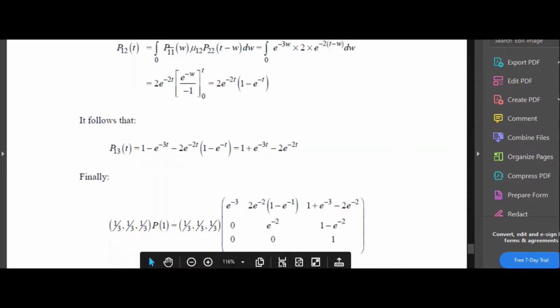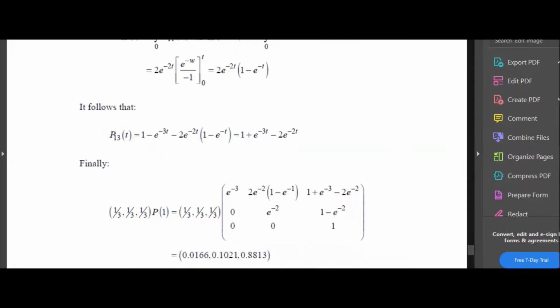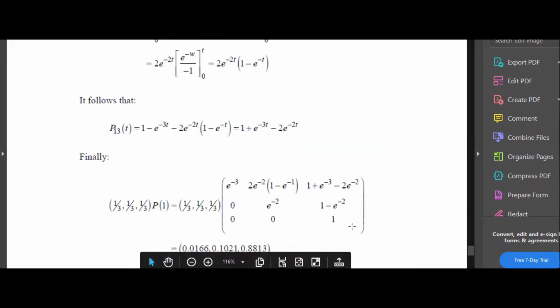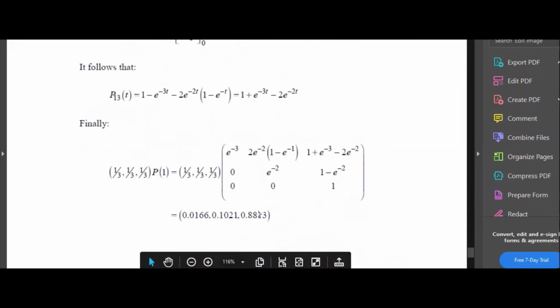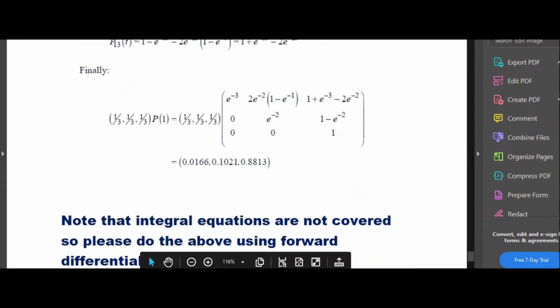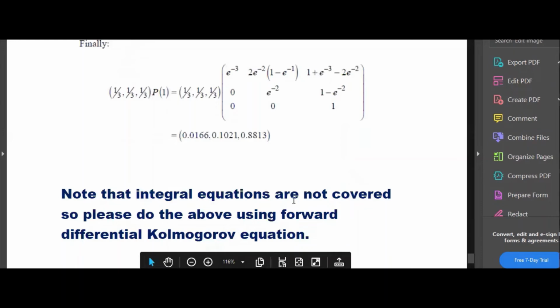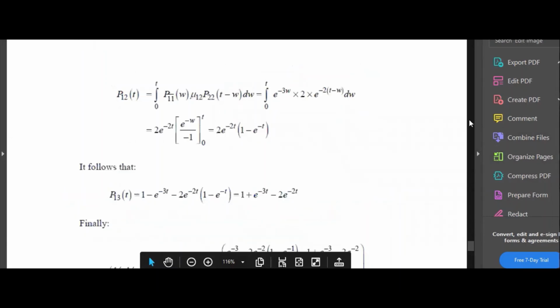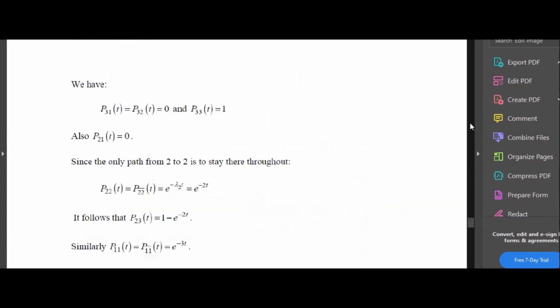Then these are the probabilities. You multiply with this one, you will get probabilities after one time period. This way we have to do. I have written it also. Note that integral equations are not covered, so please do the above using the forward differential equation. This is the question.